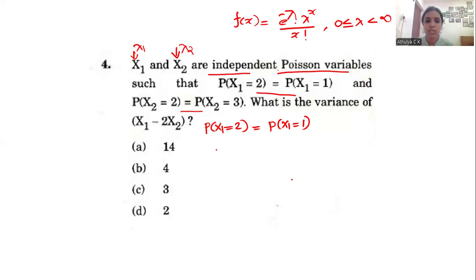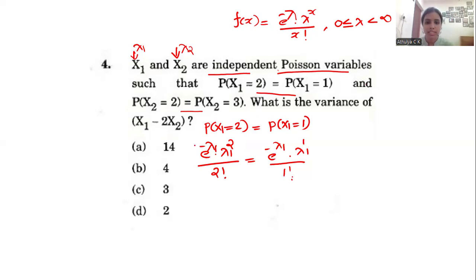So based on this condition, how can we expand it? P(X1 = 2): we substitute x as 2. Then we can write it as e raised to minus lambda 1 into lambda 1 raised to 2 divided by 2 factorial, which is equal to e raised to minus lambda 1 into lambda 1 raised to 1 divided by 1 factorial. Why is it 1? Because X1 is given as 1 here. Here X1's value is given as 2. So we are just substituting the values in the probability density function.